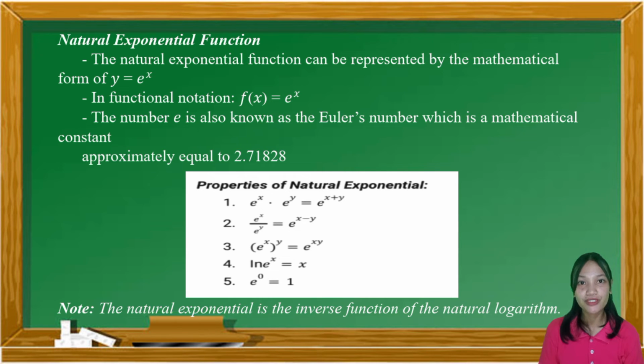Number 4 property states that the natural logarithm of e raised to the power of x is equal to x, or the exponent itself. Lastly, number 5 property states that e raised to 0 is equal to 1, since any constant that is raised to 0 is always equal to 1. So note that the natural exponential is the inverse function of the natural logarithm. I will further discuss what this note I've mentioned is all about.